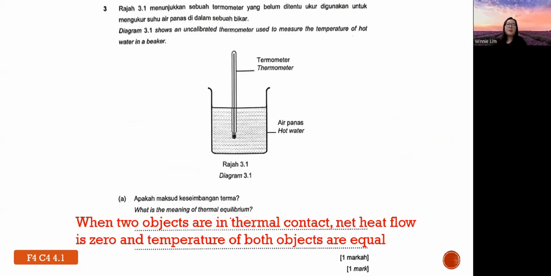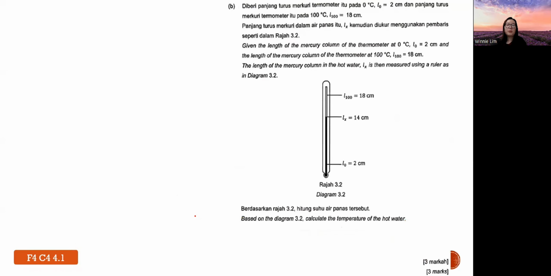That means, for example, the hot object supplies 10 joule. Then the cold also gives back 10 joule. So the net is 0. And finally, both objects will reach the same temperature. So this is the meaning of thermal equilibrium.